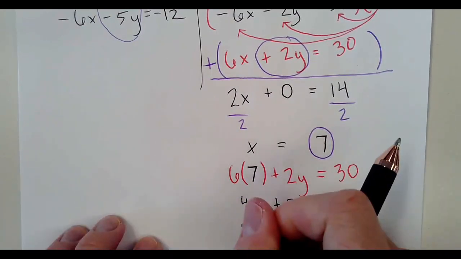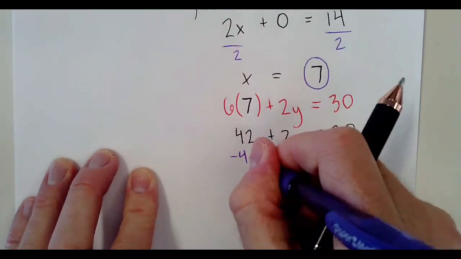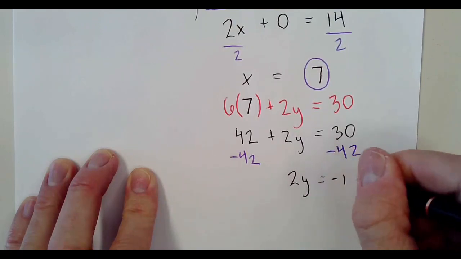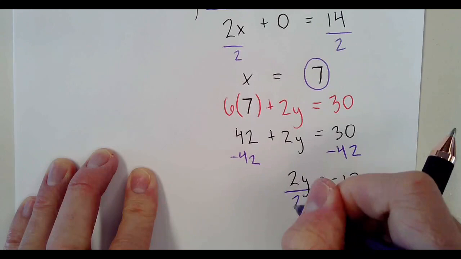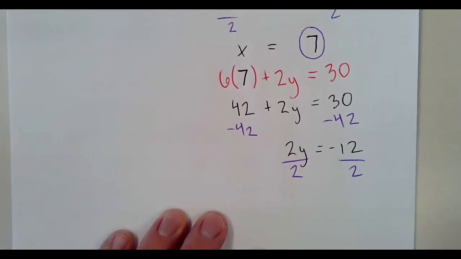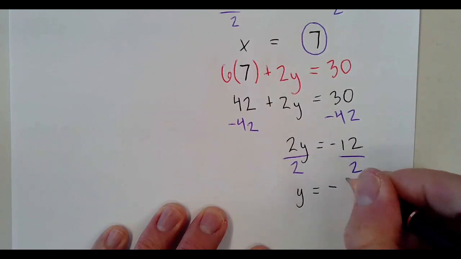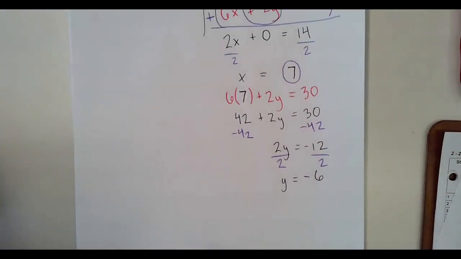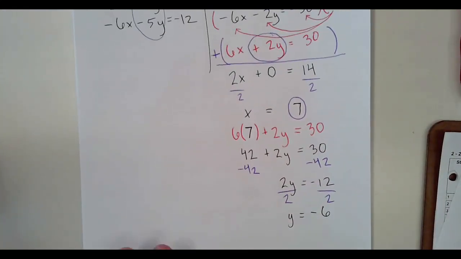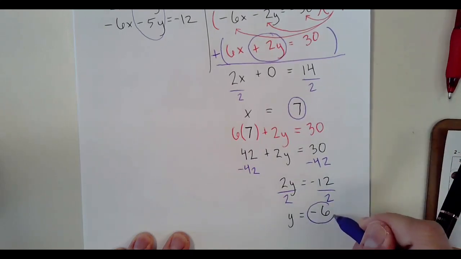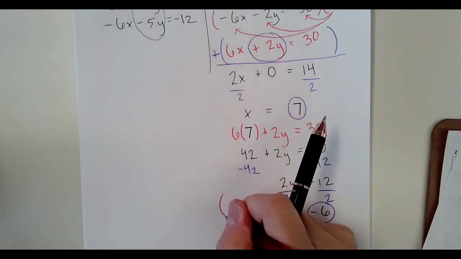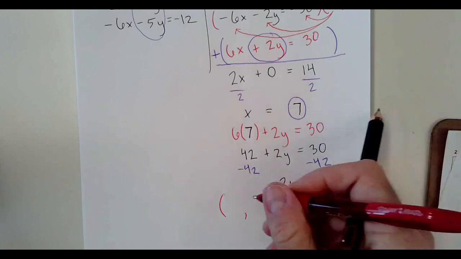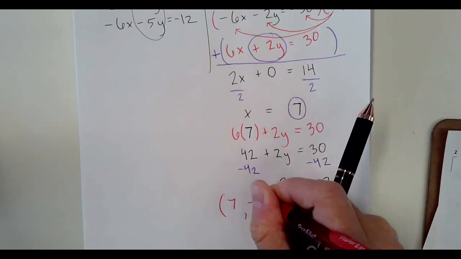And we go about solving this equation like we usually do. Finally, divide both sides by 2. And y equals negative 6. So we found x, we found y, and then we write our answer as an ordered pair, 7, negative 6. And we're done. That's our answer.